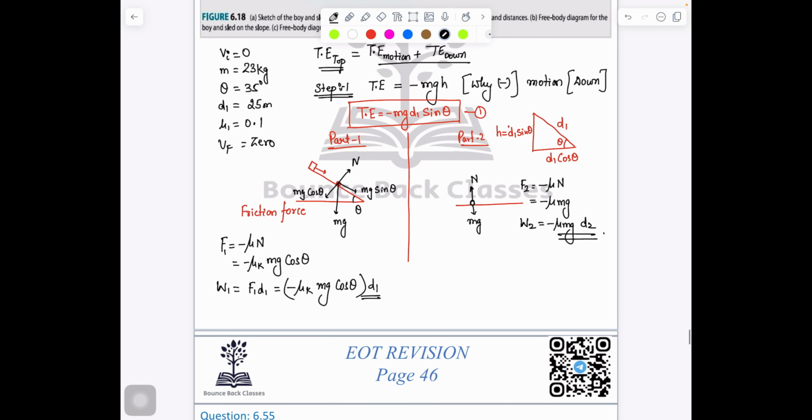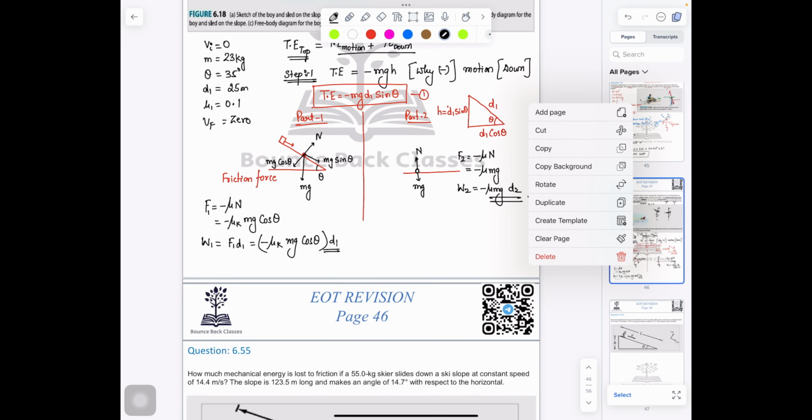Okay, I need to add a page here. Give me a second so that I can add a page.